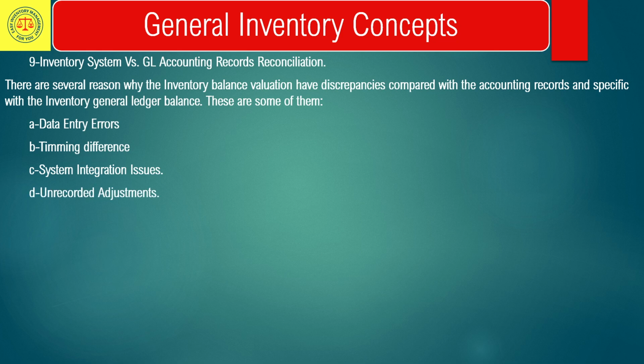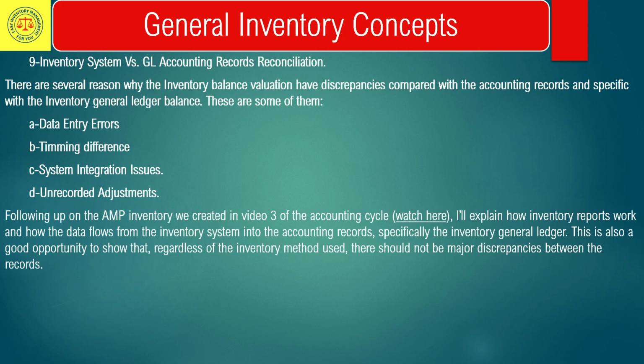Unrecorded adjustments. Especially this happens when it's a manual entry. Inventory direct, the inventory part just did the adjustment, but probably they don't report it into accounting if it's manual. Or it could be, if it's an integration like I explained before, in that integration the adjustment never transferred. So that creates discrepancies.